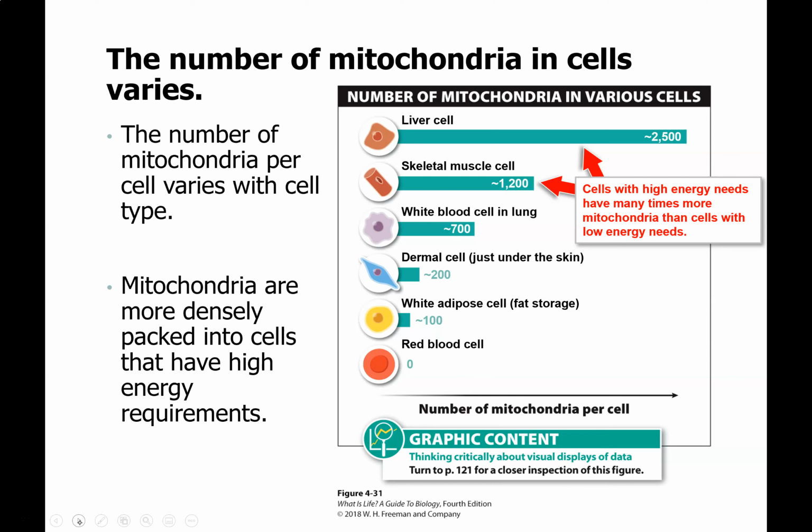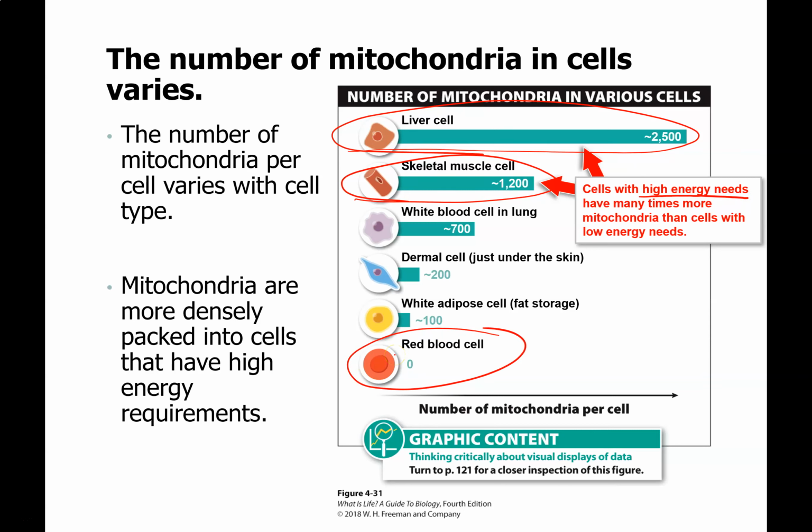So cells that are doing a lot of movement, like muscle cells, or cells that are doing a lot of processing, like liver cells, are going to require a lot of mitochondria because they have very high energy needs. Red blood cells actually have 0 mitochondria, so they are not converting anything, no sugars, into energy at all.